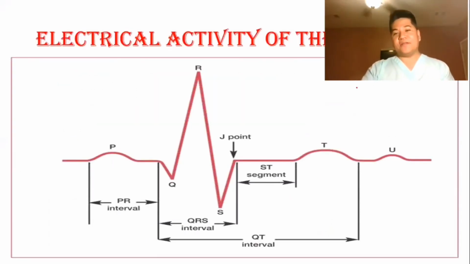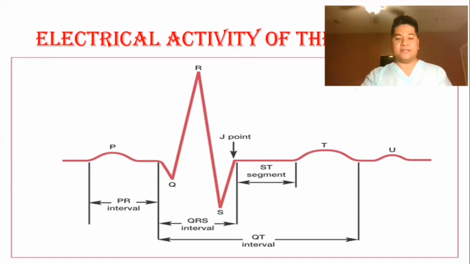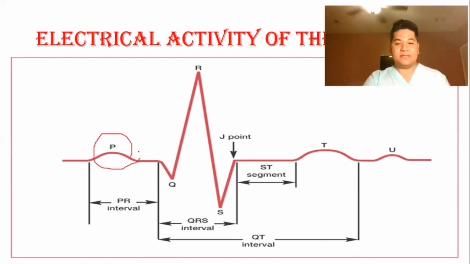Now, talking about the electrical activity of the heart, this is what we try to remember a little bit. So this is your PQRST U wave. The P wave represents atrial depolarization. So my code is PAD: P, atrial depolarization.